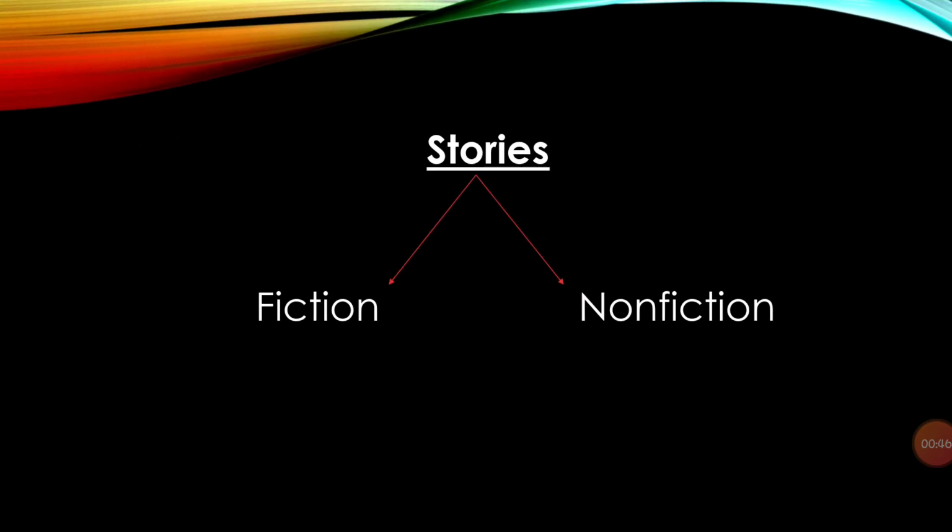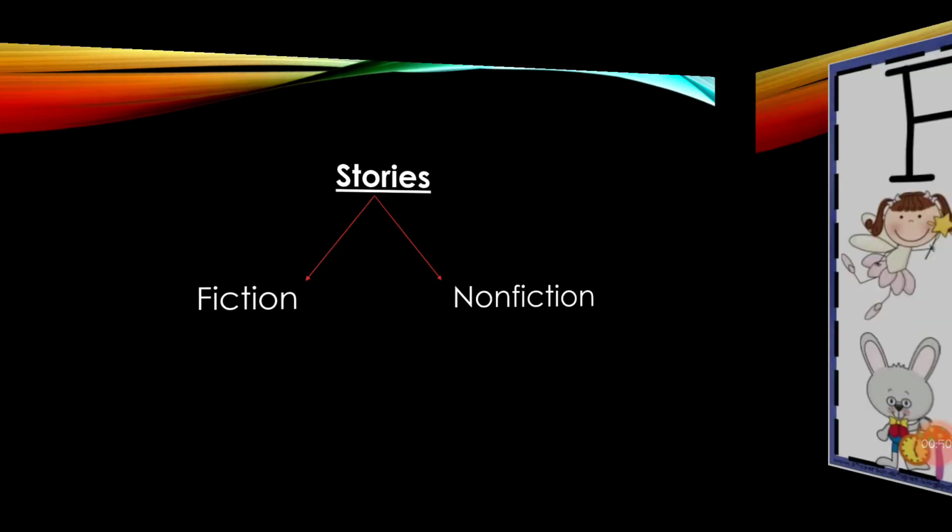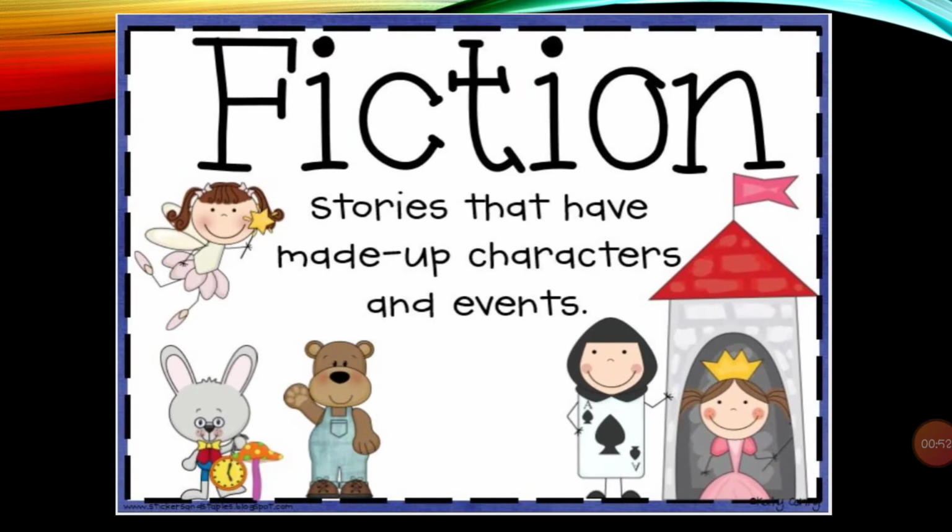We read two types of stories, fiction or non-fiction. Fiction stories are made up from the author's imagination and are about non-real people and events. These stories have a beginning, middle, and end. Simply, we can say that fiction stories are not real, they are fake or imaginative.